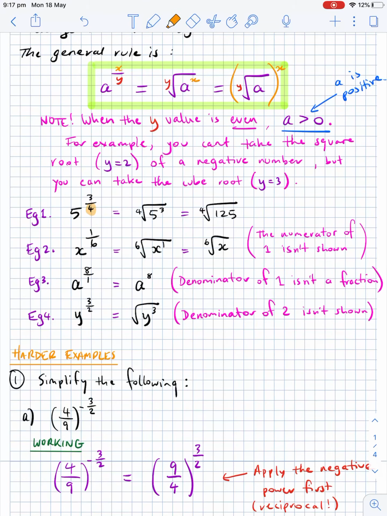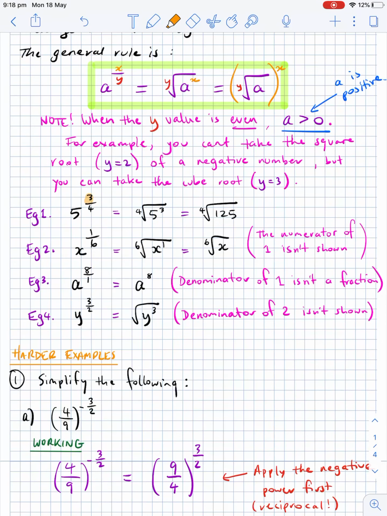So this denominator of 4 tells you what type of root sign we're using. We're dealing with the fourth root, and the 3 up the top powers our base of 5. So we've got the fourth root of 5 to the power of 3, and 5 to the power of 3 can simplify to 125. 5 times 5 times 5.